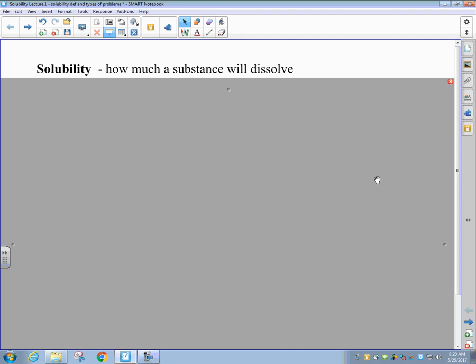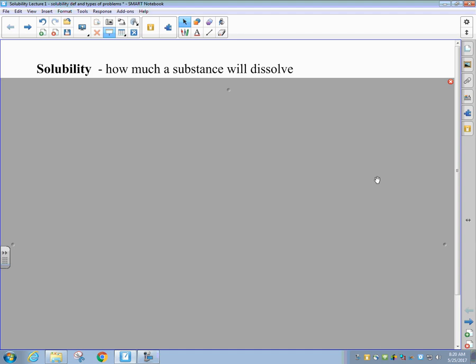Today's lecture will be on an introduction to solubility and why substances dissolve and how we can tell what has precipitated out or what has been an insoluble substance. So we start with the definition of solubility. Solubility is how much or how little a substance will dissolve.